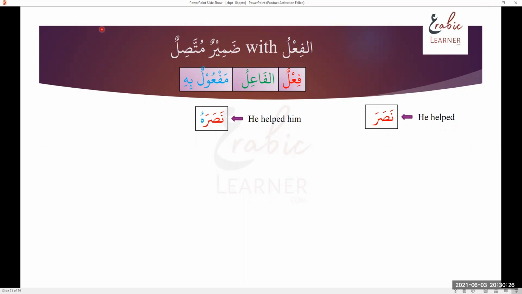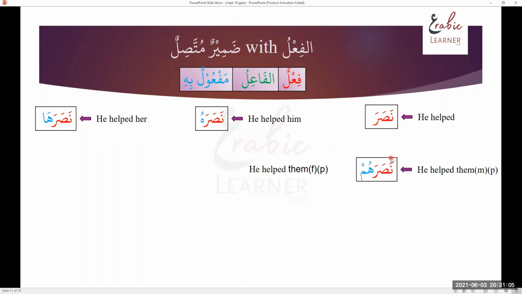He helped her. What is it? Nasaraha. I want answers from others also. Nasaraha, not Nasarahua. Yes, if you can type in Arabic, very good. He helped them, male, masculine plural: Nasarahum. He helped them all, feminine: Nasarahunna. MashaAllah.